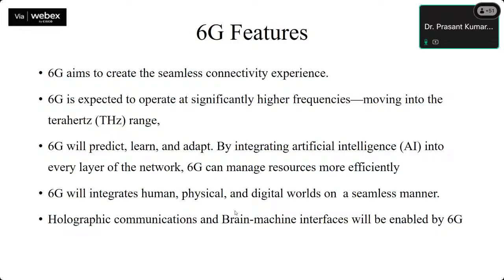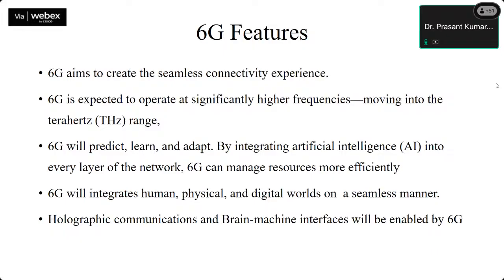If you see the next generation, which is mostly 6G, to be rolled out around 2030, the requirement is to provide a seamless connectivity experience. It is expected to operate significantly at higher frequency bands, moving into the terahertz range. 6G will predict, learn, and adapt. That means AI and machine learning will be highly utilized along the 6G networks, whereby we'll integrate AI into every layer of the network protocol so that 6G can manage resources very effectively.